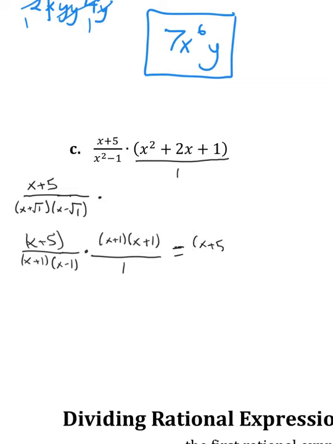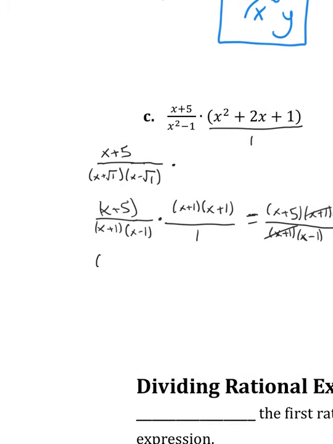And then the numerator is going to be x plus 5 times x plus 1 times x plus 1. The denominator is going to be x plus 1 times x minus 1, because we had a times 1 there. We're going to get rid of an x plus 1 on both numerator and denominator. So what we end up being left with here is x plus 5 times x plus 1 over x minus 1. And then the last step is to multiply out the numerator, put it back into standard form.